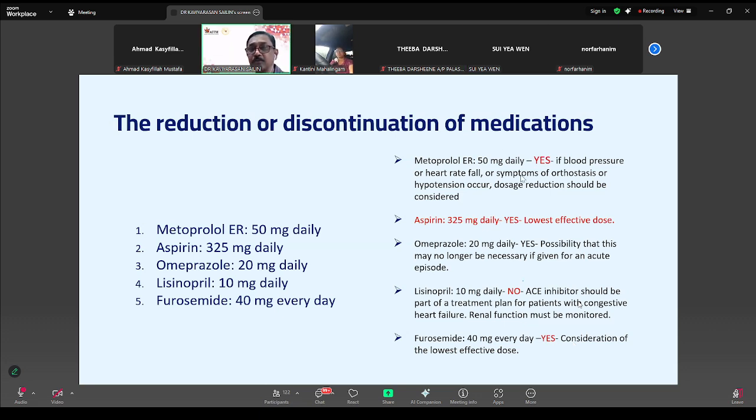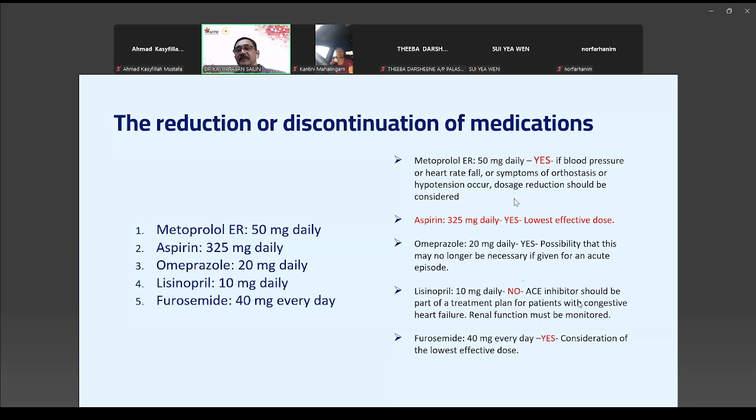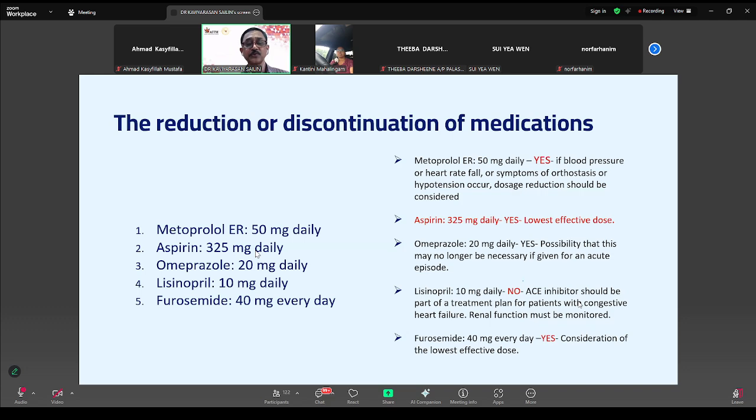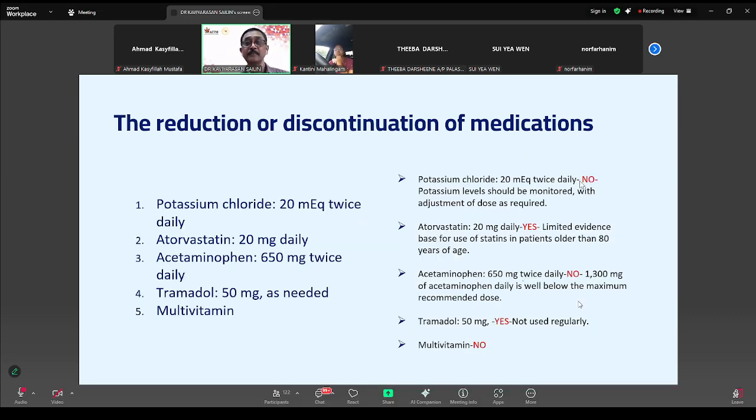Yeah. So you will reduce the dose of metoprolol to half. Okay, dose reduction should be considered. And then aspirin at 325 is quite high, so you want to also reduce the dose of aspirin. And then omeprazole may not be necessary because once you reduce the aspirin dose, he probably may not require it. Lisinopril, ACE inhibitors should be part of the treatment plan for a patient with congestive heart failure, so you will continue with it. Furosemide, as you said, you will reduce or discontinue. Now, potassium chloride, you will monitor it because the patient is on furosemide long term, and you will adjust the dose.